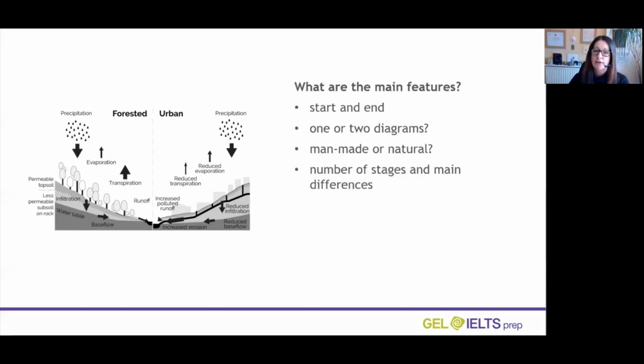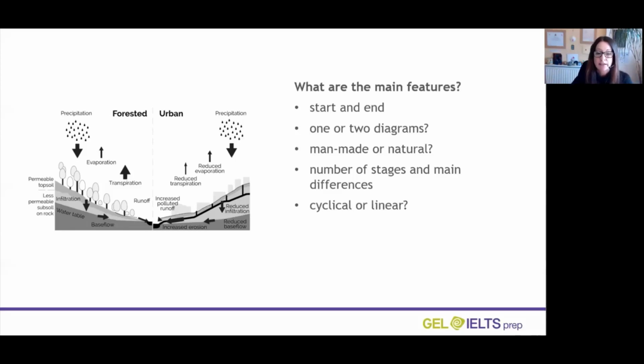We need to look at the number of stages and the main differences between those stages. In the cases of two diagrams, we can actually compare between both of the diagrams and the stages to see what the differences are too. We need to look if the diagram is cyclical or if it's linear. So if it's cyclical, it goes in a circle and then it starts again, it continues, it doesn't stop at all. Or is it a linear process?